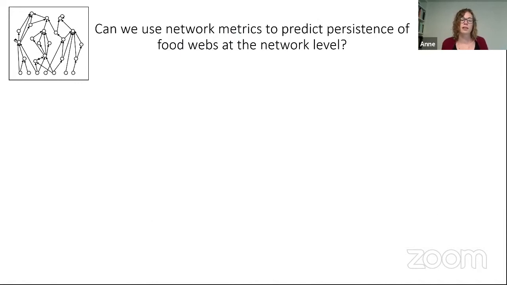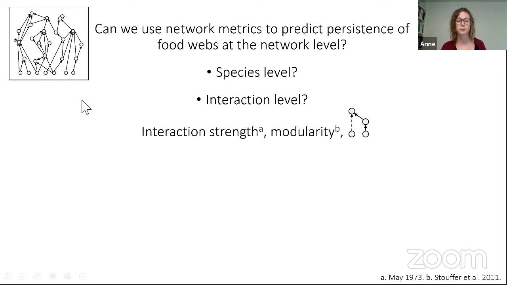So here with the next level, I was looking at whether we can use network metrics to predict persistence of food webs at the network level. At the species level, how likely is this whole food web going to persist? How can we use these metrics to predict whether or not this individual species persists, and then whether or not this interaction persists? At the species level, this could contribute to conservation efforts. So maybe there's a network level thing that distills down to species persistence.